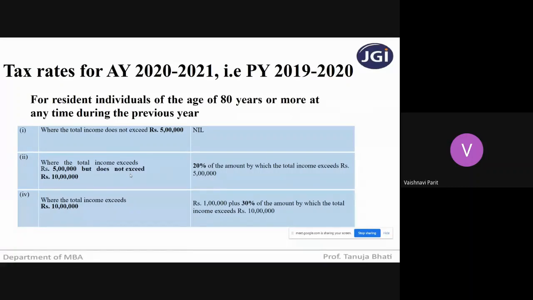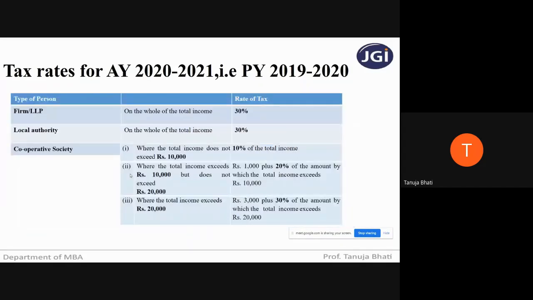Okay, so all these we have seen for an individual, for an HUF, for an AOP, BOI, artificial juridical person. We know there are different types of persons, which we have already seen in our definition of person. Now let us see for a firm. Suppose a person is a firm or an LLP, that is limited liability partnership. How to determine the total income, I have already explained in my lecture number 2. I will revise it, but first we'll just go through it. On the whole of the total income, 30% tax.